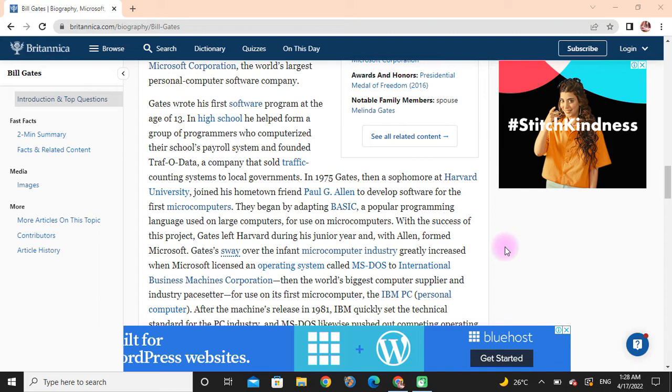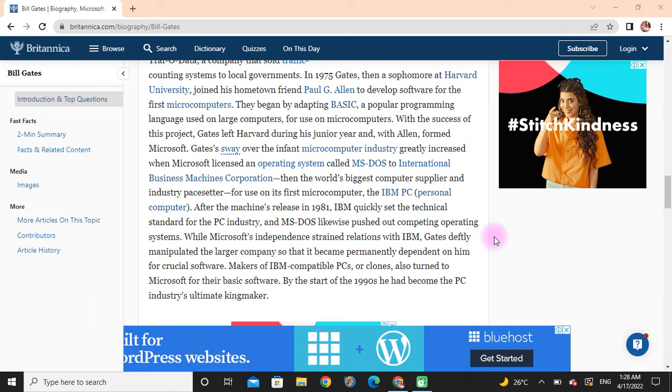With the success of this project, Gates left Harvard during his junior year and formed Microsoft. Gates's influence over the infant microcomputer industry greatly increased when Microsoft licensed an operating system called MS-DOS to International Business Machines Corporation, then the world's biggest computer supplier, for use on its first microcomputer, the PC, or personal computer.